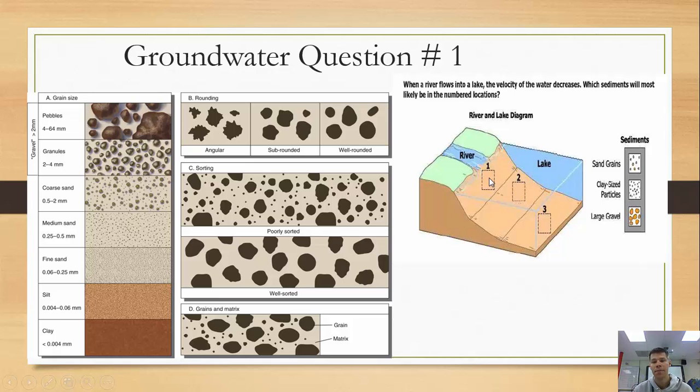So number 1, you should have drawn a line or drag and dropped large gravel to number 1, sand-sized particles to number 2, and clay-sized particles to number 3.